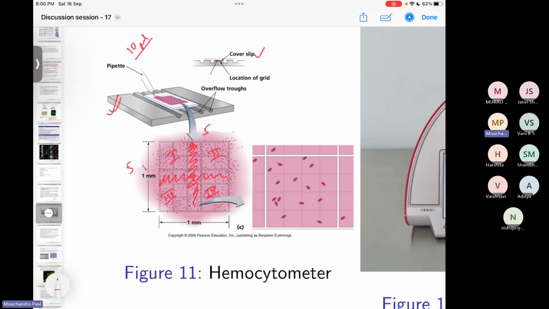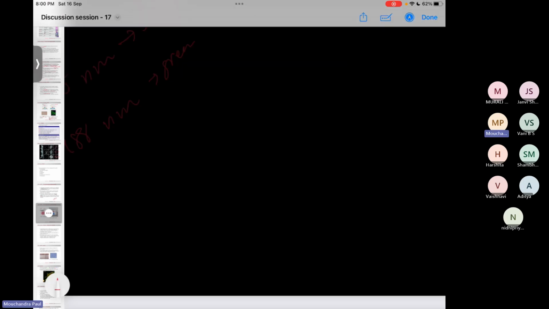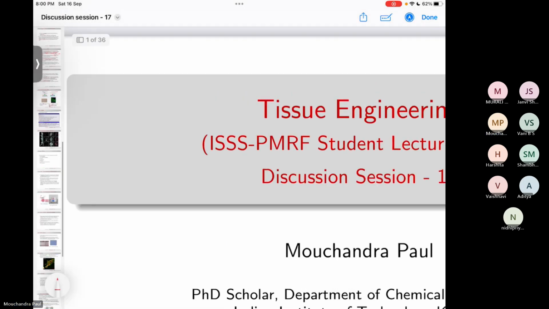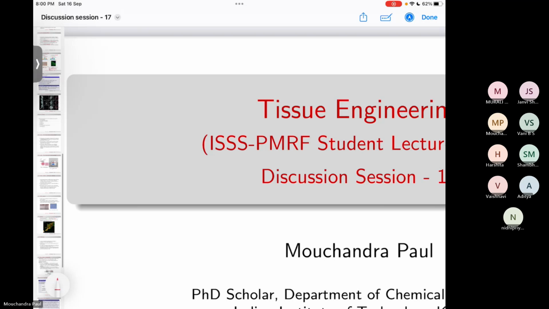This is a straightforward calculation that is routinely used in almost all cell culture labs to count the cells.